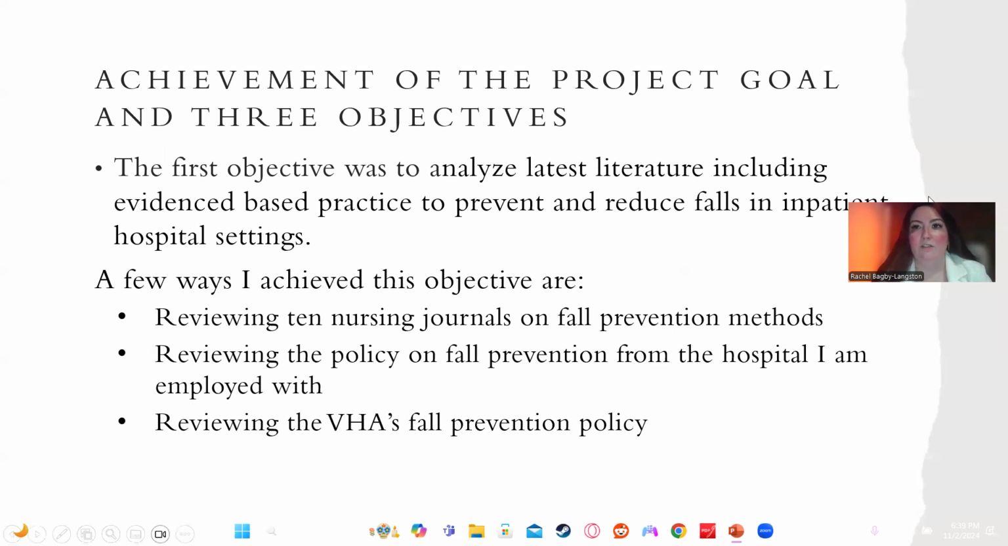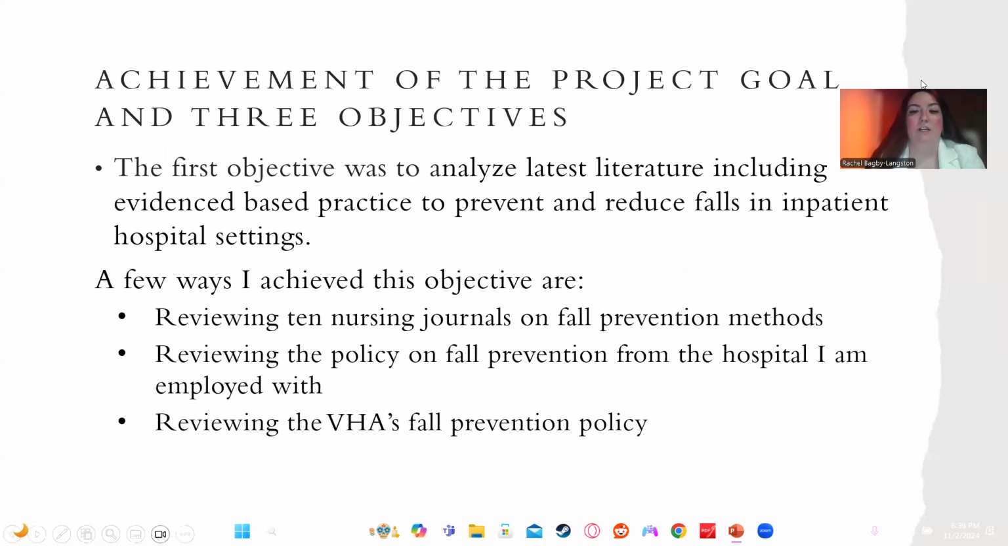So how did I achieve the project goal? The first objective was to analyze the latest literature in those 10 nursing journals, including evidence-based practice to prevent and reduce falls in inpatient hospital settings. And how I achieved this objective is I reviewed the 10 nursing journals. I also reviewed the policy on fall prevention from Bon Secours, that's the hospital I'm employed with. And then I also reviewed VHA's fall prevention policy.